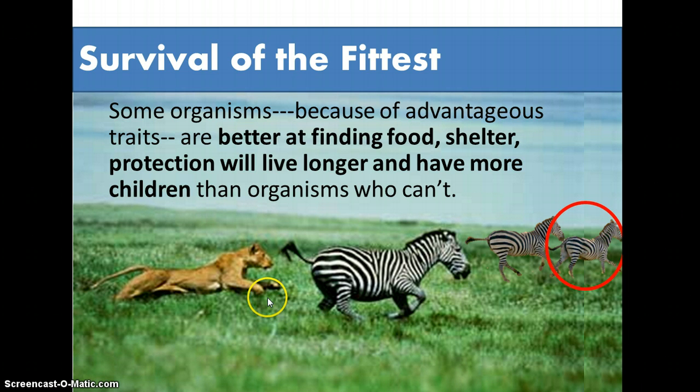So in this example, this group of zebras, a zebra that's going to probably get caught by a lion is one that's just simply not as fast as the most fit members of its species. So in science, fitness doesn't mean that you're working out and being buff. It means that you are able to survive longer and you're more likely to have offspring.